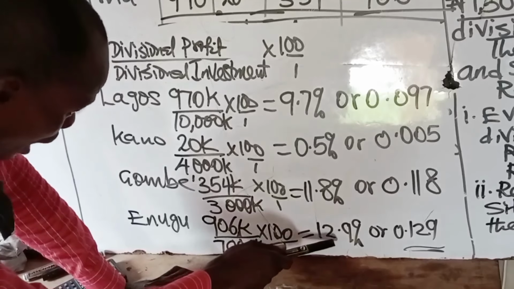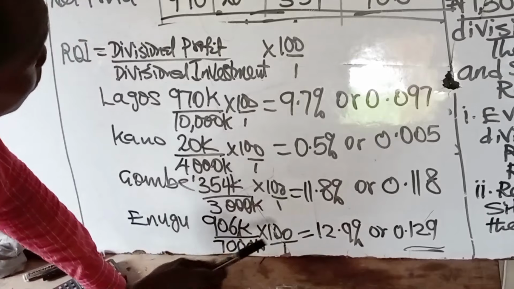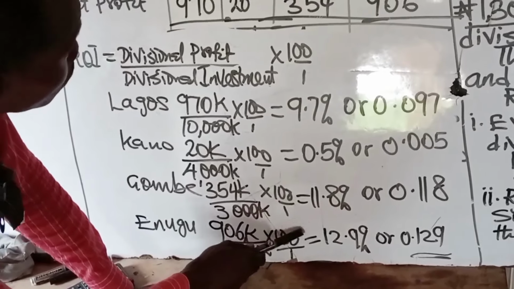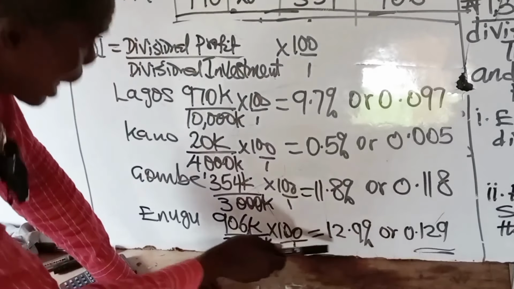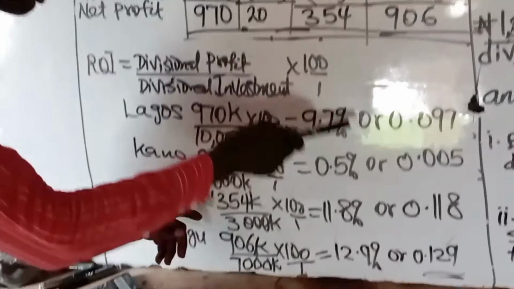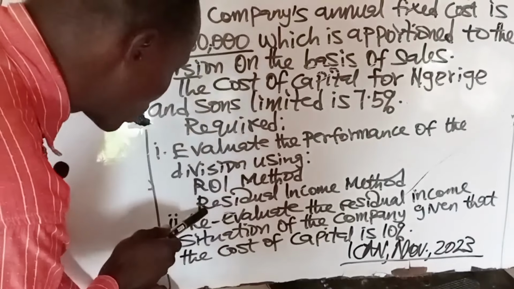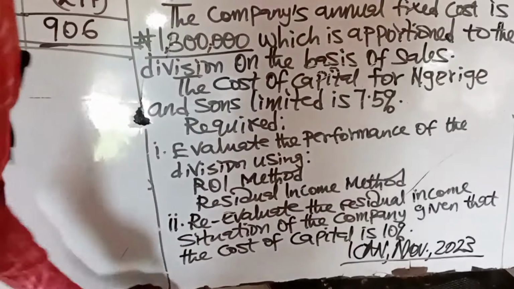Therefore, Enugu division is recommended. The entity should focus on Enugu division. So, Enugu division is doing better on the basis of return on investment. You were also asked to use residual income method.